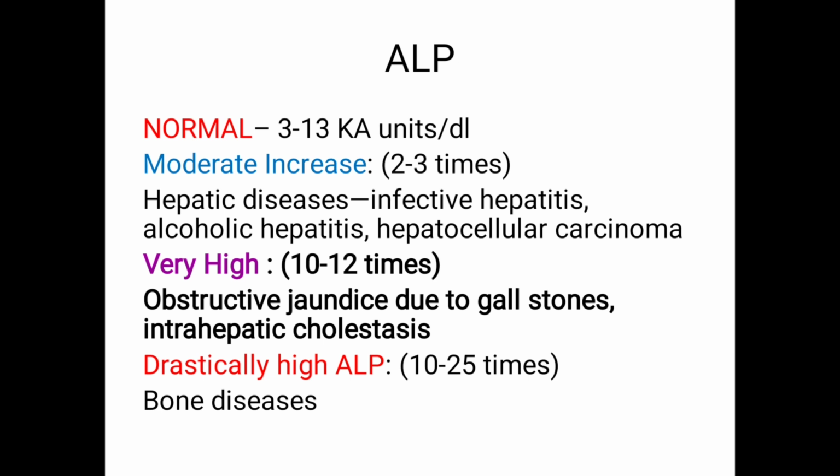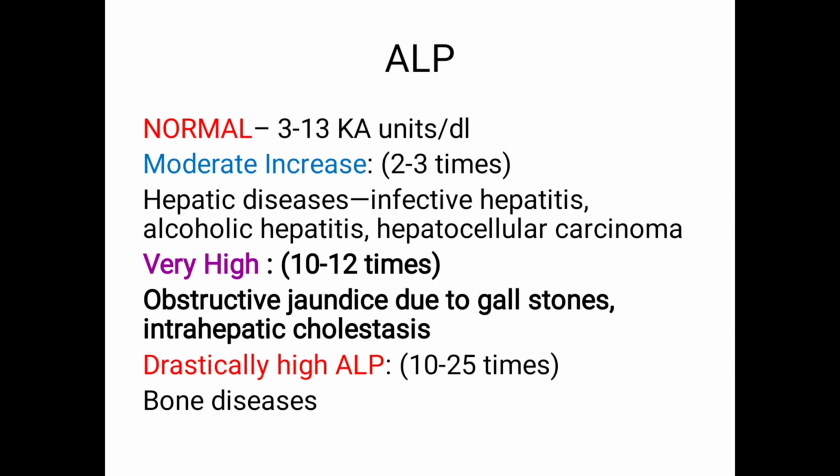So this is a continuation of the clinical significance of ALP. The normal is 3 to 13 KA units per dl, where KA means King-Armstrong unit. In children it is again more, so a general range is given. A moderate rise, 2 to 3 times normal, is seen in hepatic diseases: infective hepatitis, alcoholic hepatitis, hepatocellular carcinoma. Carcinoma means cancer. Very high levels are seen in obstructive jaundice.